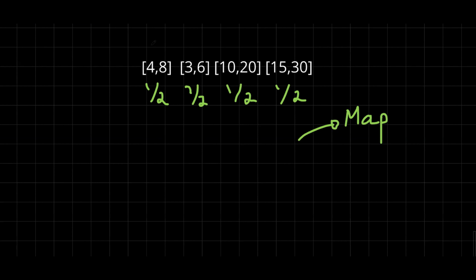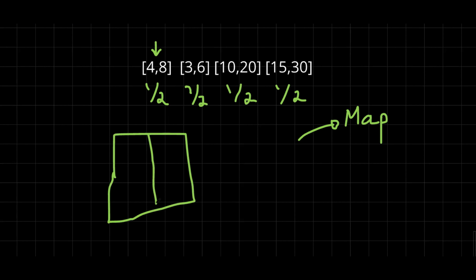Suppose currently we have to iterate each of the elements from left to right. But suppose currently we are at this first index, which is 4 by 8. Now, the ratio of 4 and 8 will be 1 by 2. So here, we will use one map, as we all know that map stores the value in key value pair order. The first entry of the map is key and the second entry of the map is value. So here, the first entry is 1 by 2.